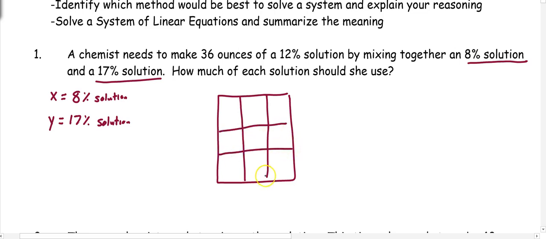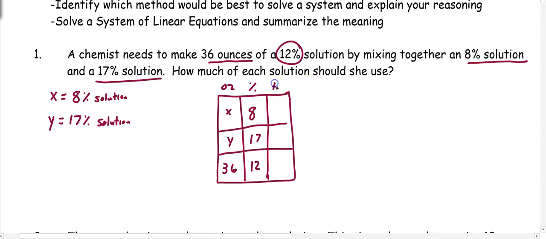In the first column, we're going to do ounces. We know that we need to mix a certain number of x and a certain number of y to make a total of 36 ounces. Then in the next column, we have our percentages. The x has an 8% solution, the y has a 17% solution, and we're trying to make a 12% solution. So that's going to go in the last box.